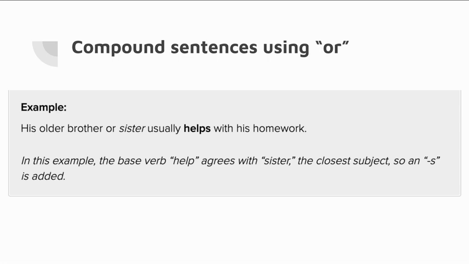You might have compound sentences where the subjects are connected using the word or. And in that case, we're talking about one or the other. And so you would use a singular verb. His older brother or sister usually helps with his homework. In this example, the base verb help agrees with sister, the closest subject. So an S is added.